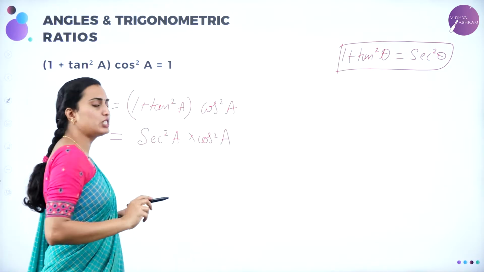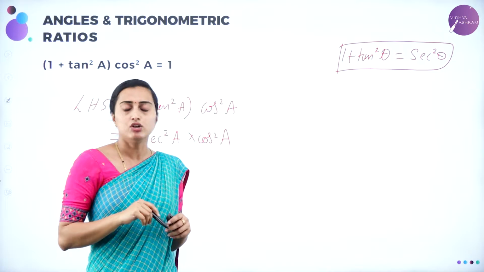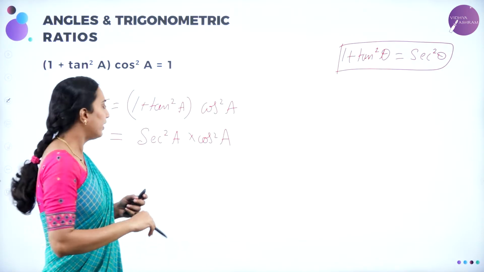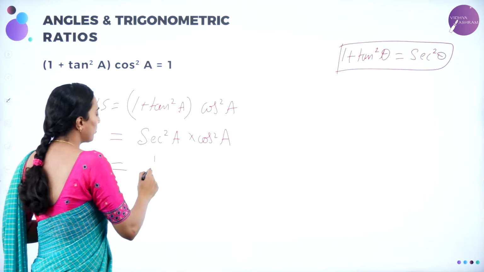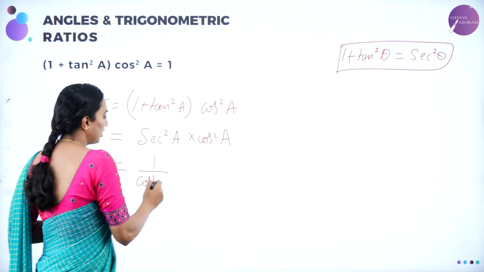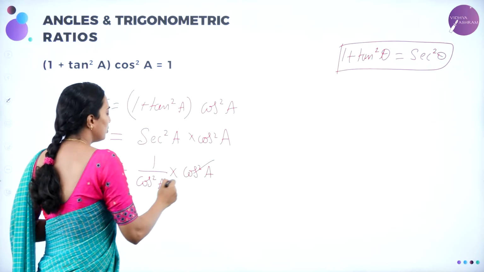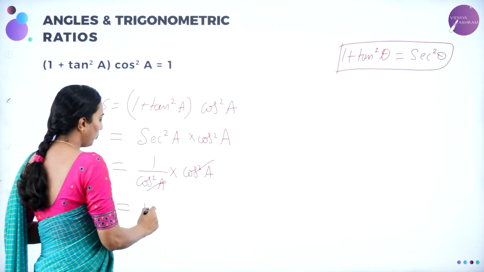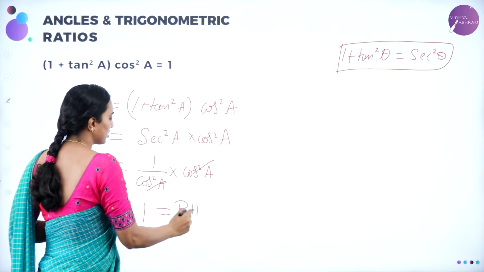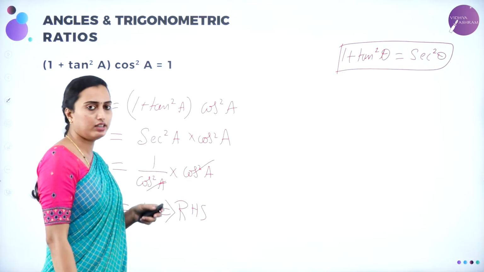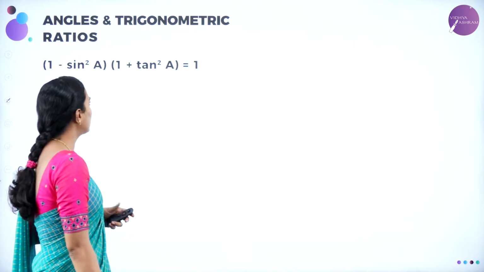Either you can write cos squared A in terms of secant, or you can write secant squared A in terms of cos as a reciprocal. Therefore you can write here secant squared A as 1 over cos squared A into cos squared A as it is. So these two will get cancelled. You are going to remain with the 1, which is nothing but your RHS. Correct? I think you understood this proof by the identity. That's it. We'll move on to the next question, dears.